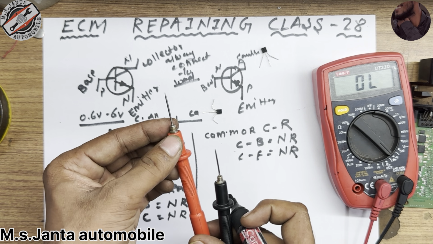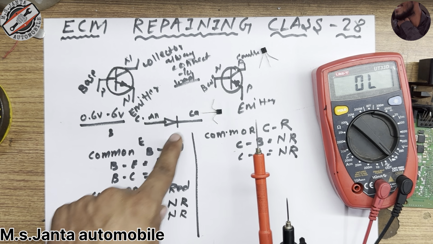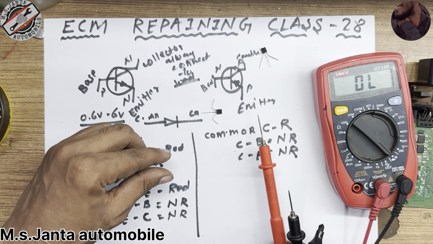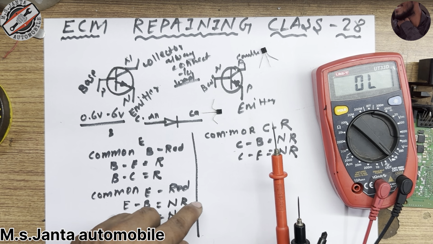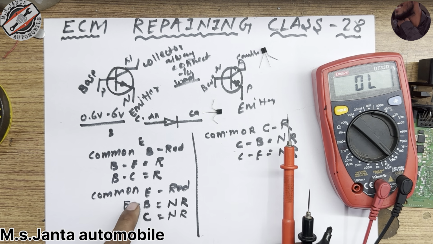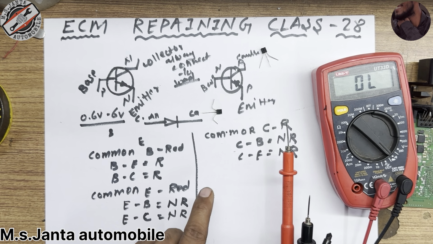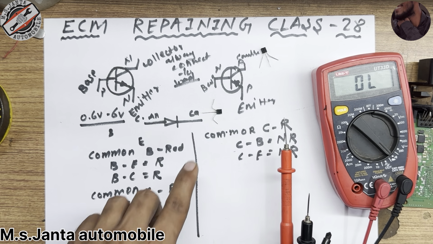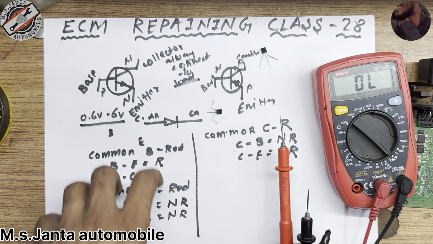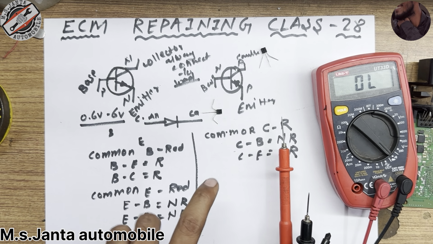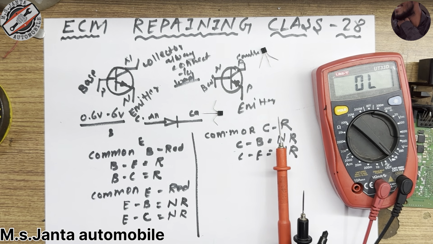So when you check like this, you should only get the reading with common base, when you take the positive terminal of the multimeter on the base, on that time it will be showing both readings. Otherwise it should not show a reading. If there is a reading here, on that time our transistor is faulty. But now our transistor is okay.